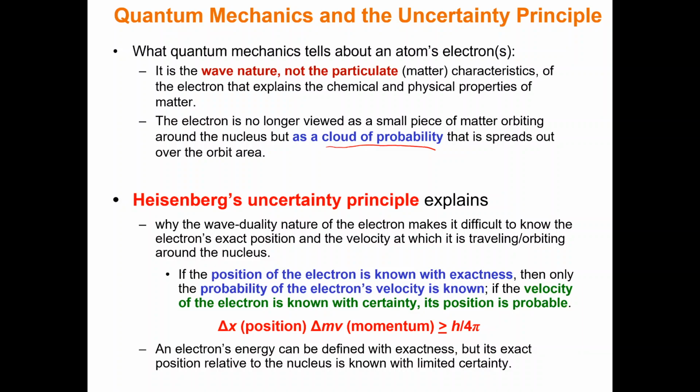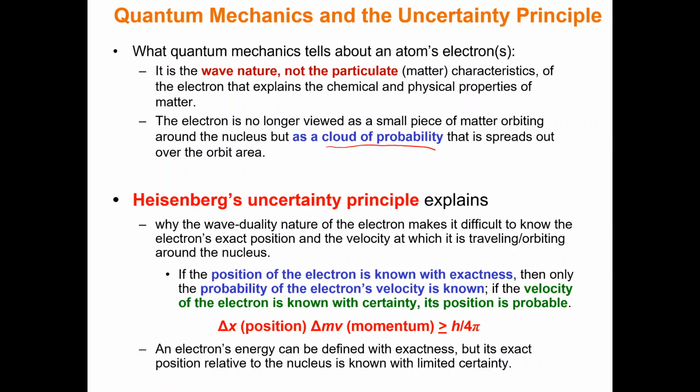And lastly, we have Heisenberg's uncertainty principle. This is one that's often misunderstood, and I will do my best to give you the real answer to what this Heisenberg uncertainty principle is. The first thing is why the wave-particle duality of the electron makes it difficult to know the electron's exact position and the velocity at which it's traveling or orbiting around the nucleus. So why is that? Why does it make it so difficult? Well, this is where the uncertainty principle comes in.